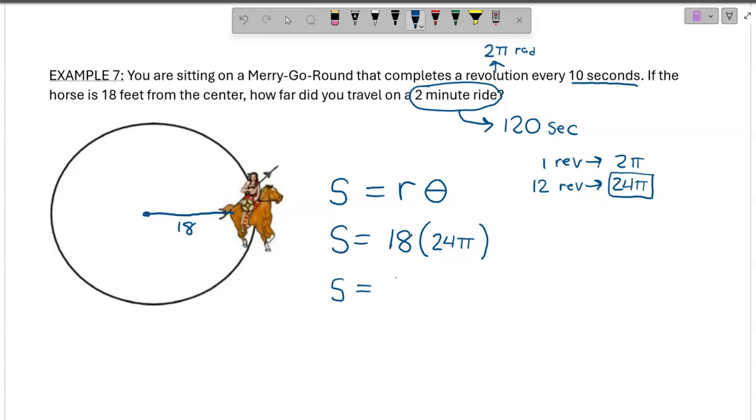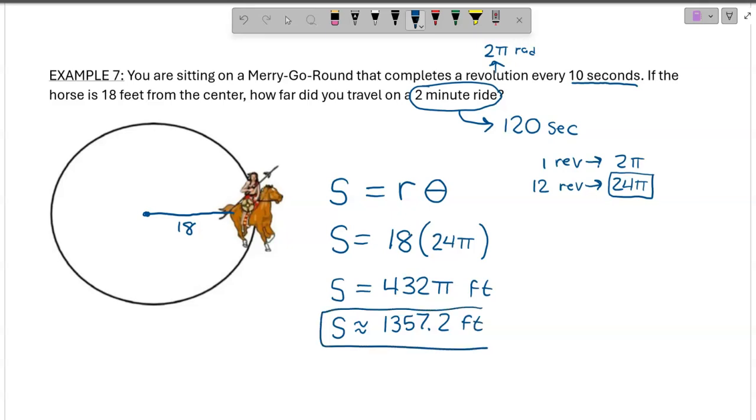So when we plug this in, we get an exact answer of 432 pi feet. And if we wanted to approximate this instead, depending on the context of the question, we could say exactly how many feet we traveled, and that would be 1,357 feet. So either of these answers would be applicable in this situation. So that is area of a sector and arc length.